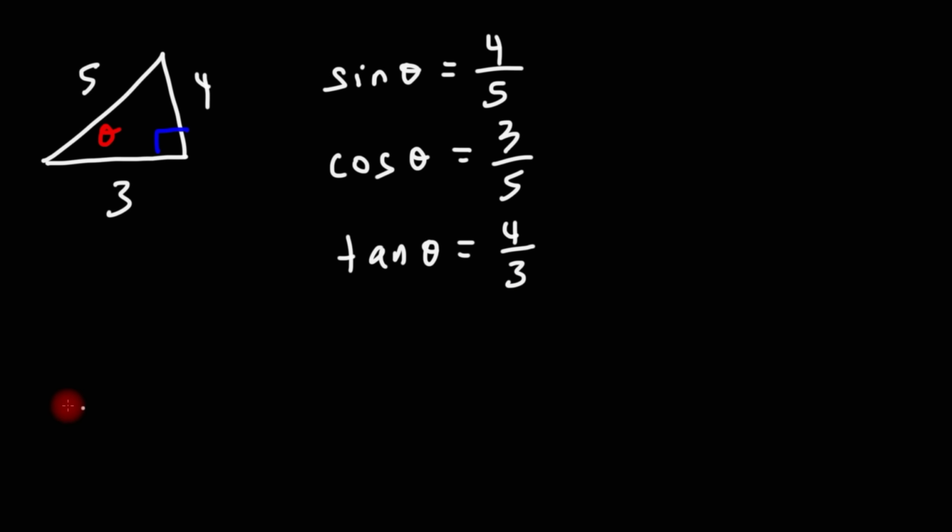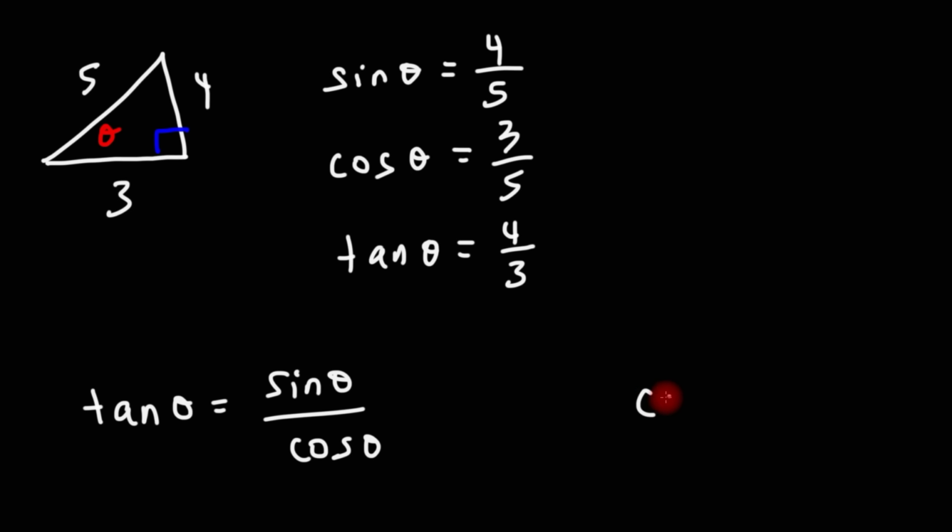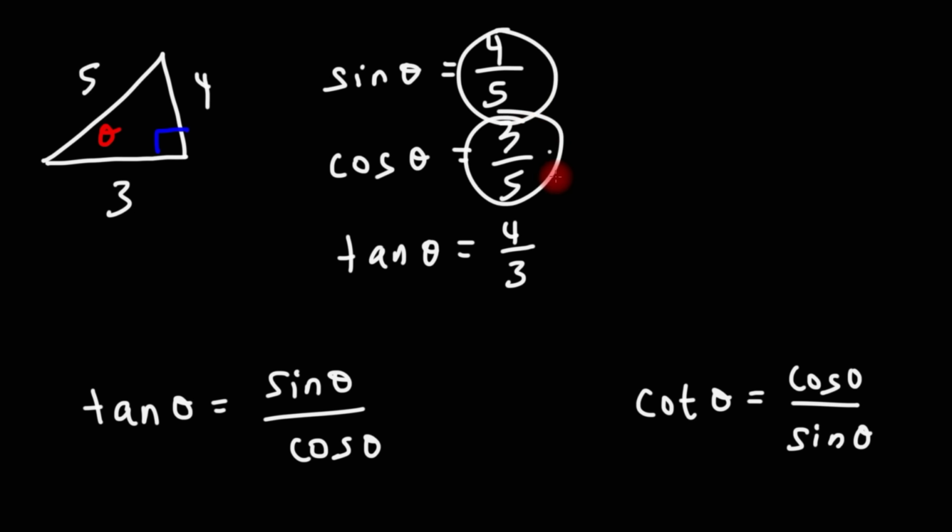By the way, you need to also be familiar with the quotient identities. And here are the quotient identities. Tangent theta is sine over cosine, and cotangent theta, which is 1 over tangent, is basically the reciprocal of tangent, so it's cosine over sine. So those are the quotient identities. So tangent, if you take sine over cosine, you divide those two, the 5's will cancel. You're going to get 4 over 3.